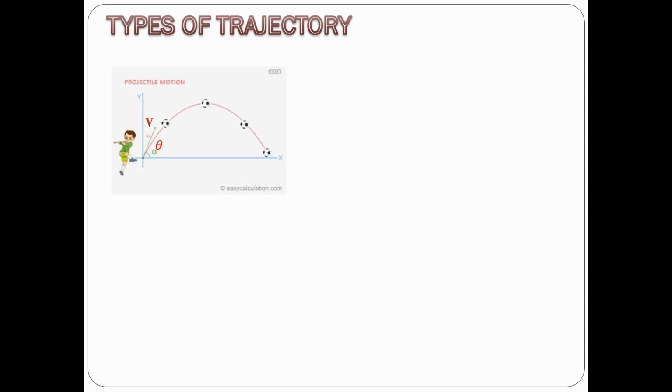So the vector diagram will look like this, with an x component and y component. The x component is vx and the y component is vy, where vx is equal to v cosine theta and vy is equal to v sine theta.